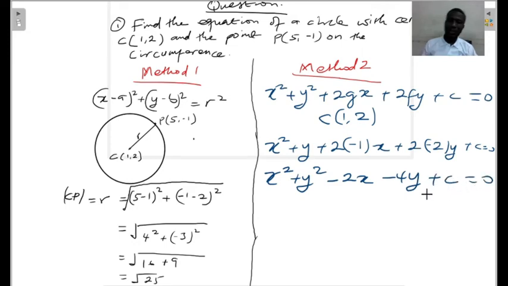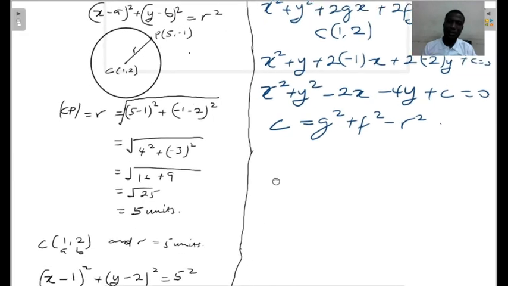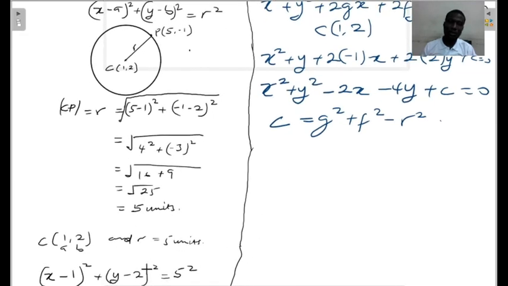Alright, simplifying further, we are going to have x squared plus y squared minus 2x minus 4y plus c equals 0. And now we know our c equals g squared plus f squared minus r squared. So we know our g, we know our f, we know our r. So we go ahead and solve quickly. Substitute that into it.